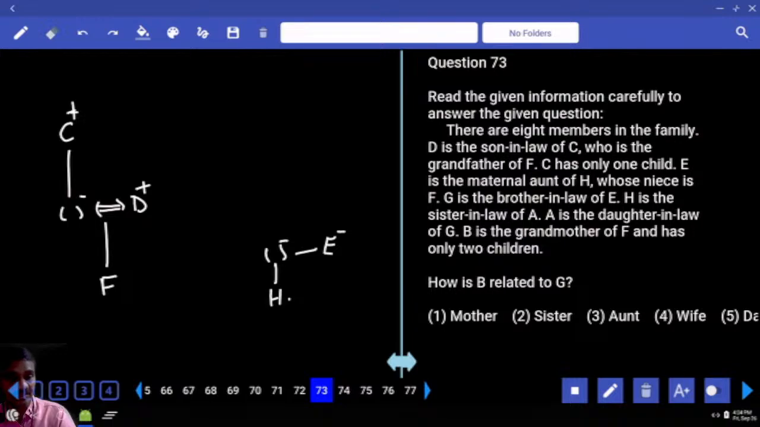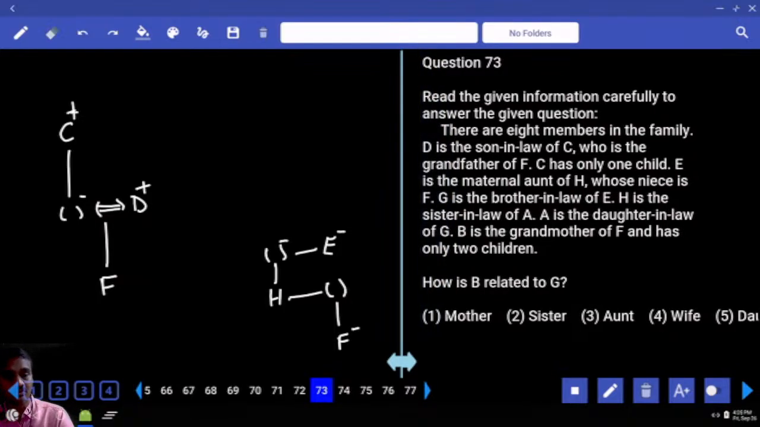H is the niece of... H, whose niece is F. That means H has a sibling, and that sibling's daughter is F.